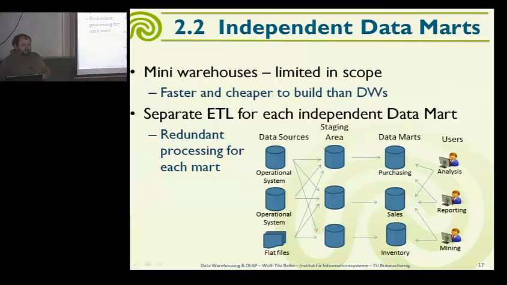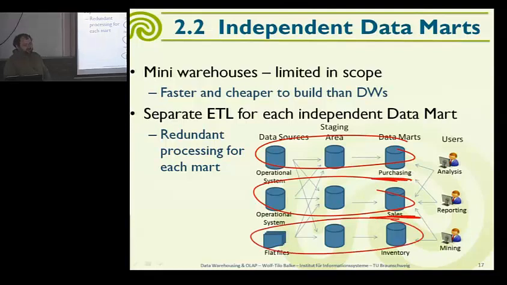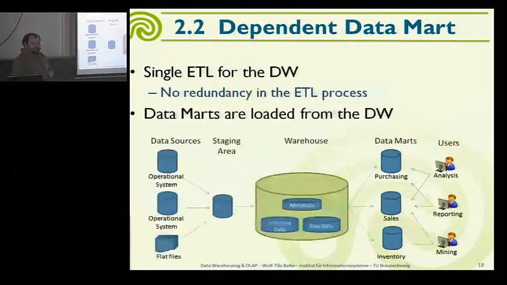Good. So if you have independent data marts, they don't know anything of each other. They're just mini warehouses, limited in scope, limited in what they do, and have their own processes, right? This is kind of the idea. And of course, you have separate ETL processes for each data mart, and you do a lot of work twice, or 3 times, or 4 times, right? Depending on how many data marts you have. So that's kind of the difficulty of independent data marts.